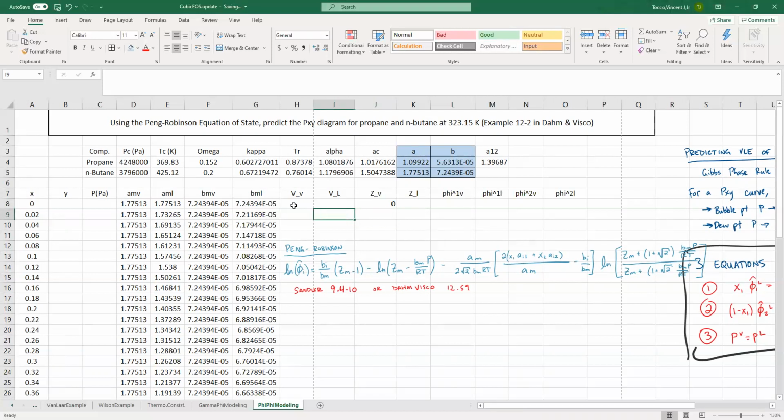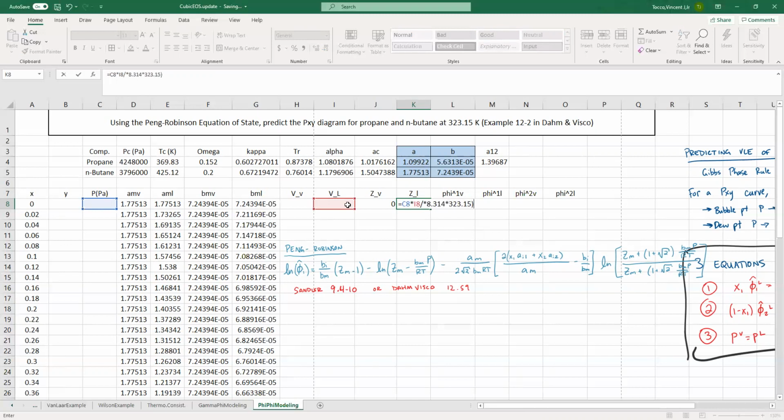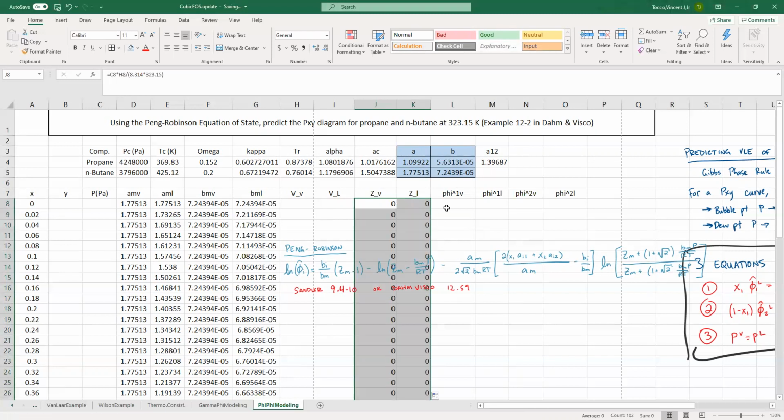Okay, and 0 is not surprising there because I don't have anything in P or V. And Z for the liquid is P times V of the liquid divided by 8.314 times 323.15. And that's not an asterisk, that is supposed to be a parenthesis. All right, copy that all the way down.